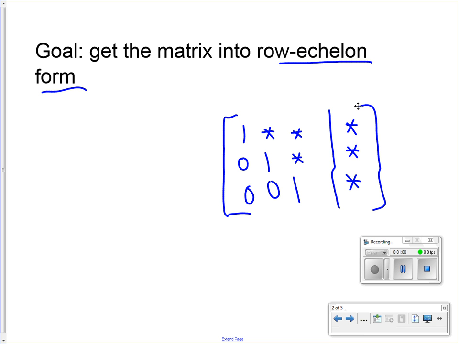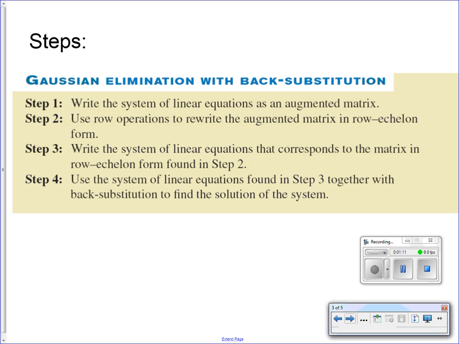What we're interested in is that the main diagonal needs to be all ones, and every value below the main diagonal needs to be zeros. So how do we do this? We are going to use our row operations.